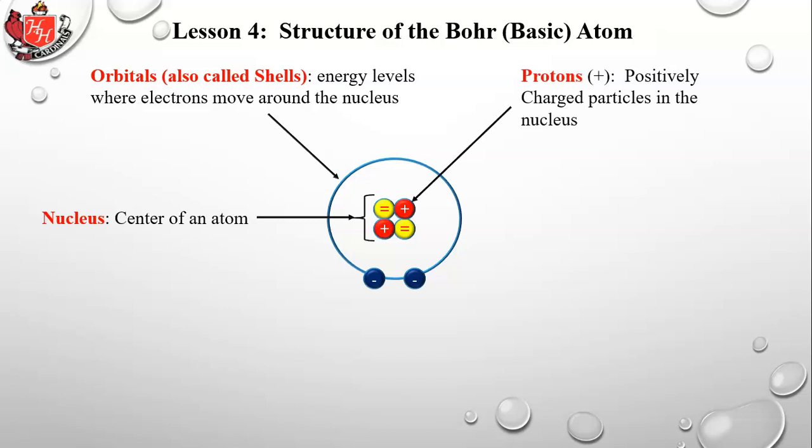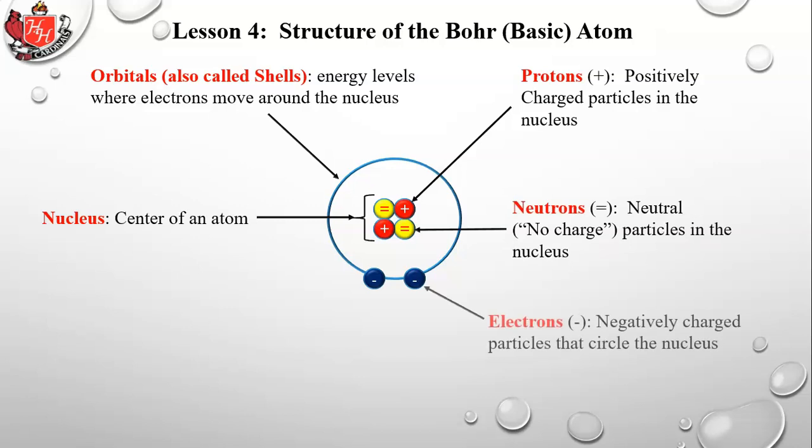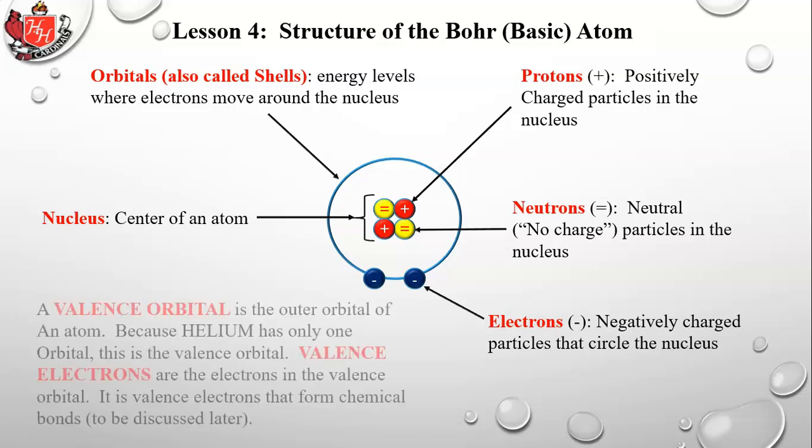Protons are positively charged particles in the nucleus. Neutrons are no charge, neutral particles in the nucleus. And electrons are negatively charged particles that circle the nucleus, and really it's better to think that they fly around the nucleus, kind of like flies in a room. They seem to move around and buzz around kind of randomly. They don't really move around in a circle the way the Earth goes around the sun. They really just fly around and buzz around, but they are outside of the nucleus and they move around at very high speeds.